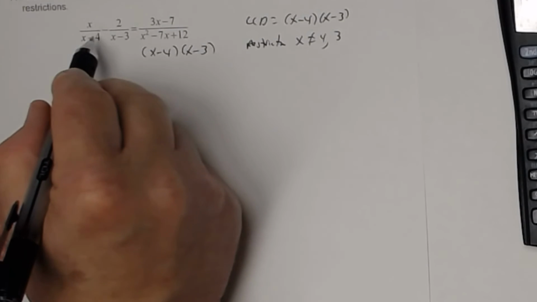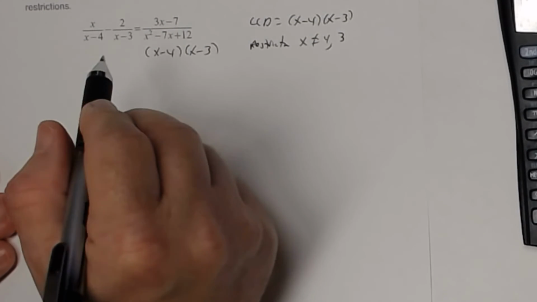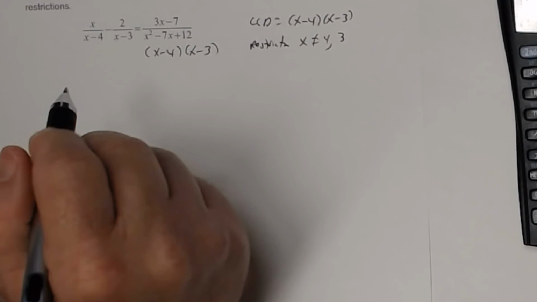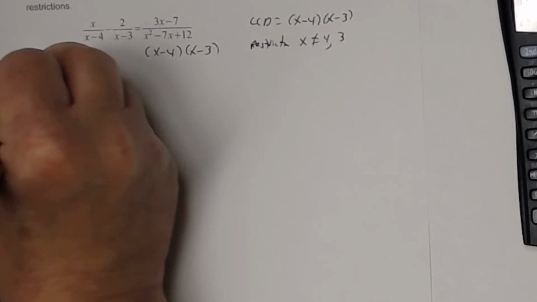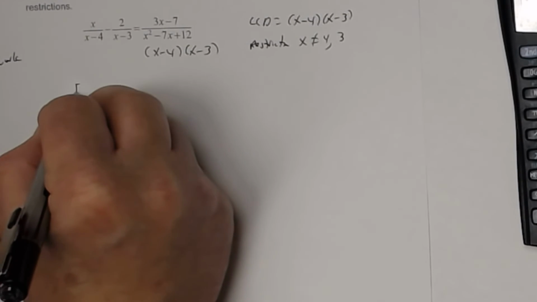So now we're going to multiply both sides by the LCD so we can clear the fractions. So that's what I wanted you to do. So this is going to be your work for this. So on this side, you have two rational expressions. We'll put that in parentheses or in brackets.